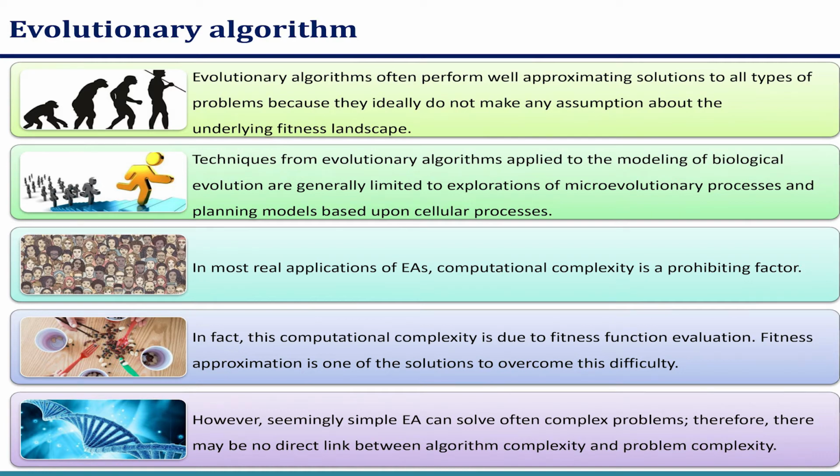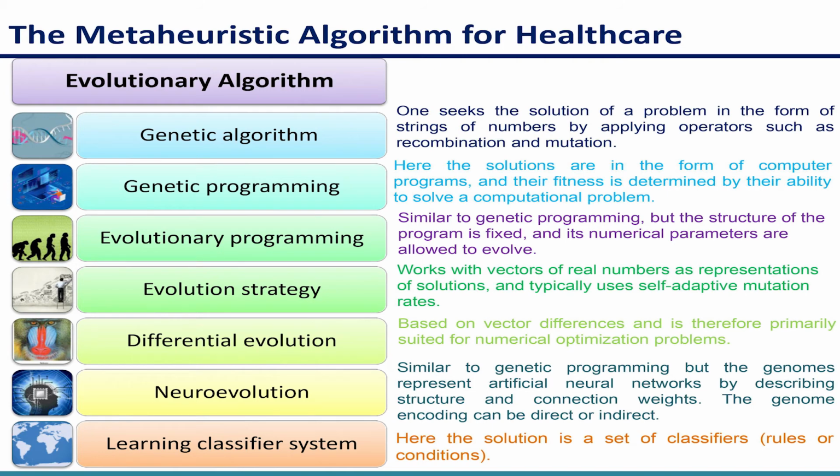So here we have multiple evolutionary algorithms: genetic algorithms, genetic programming, evolutionary programming, evolution strategy, differential evolution, neuroevolution, and learning classifier system. So let's see them one by one. First is the genetic algorithm.